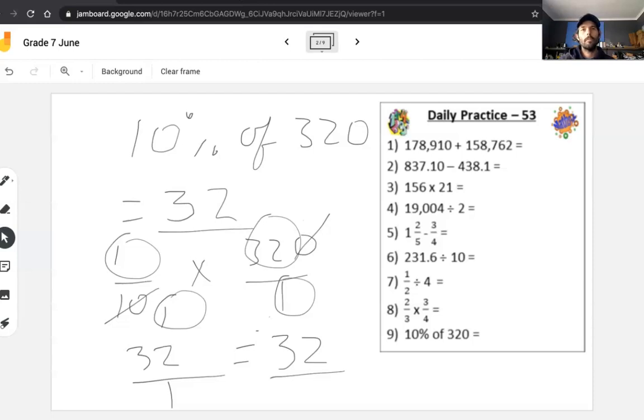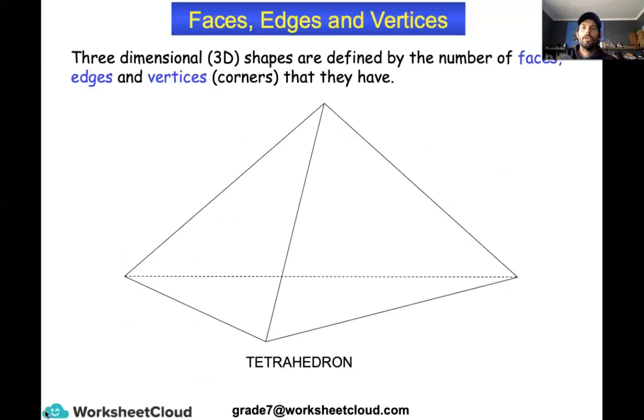Okay, let's go have a look at the main theme of today, which is 3D shapes. Okay, so 3D shapes, we're going to start talking about faces, edges, and vertices. Okay, so 3D shapes are defined by the number of faces, edges, and vertices that they have. And as you can see, vertices are indeed the corners of this 3D shape. So the shape on your screen is labeled a tetrahedron. Okay, and let's have a look at faces, edges, and vertices.